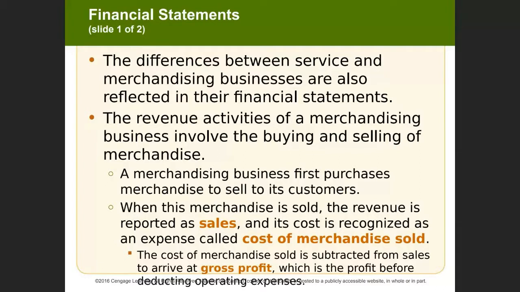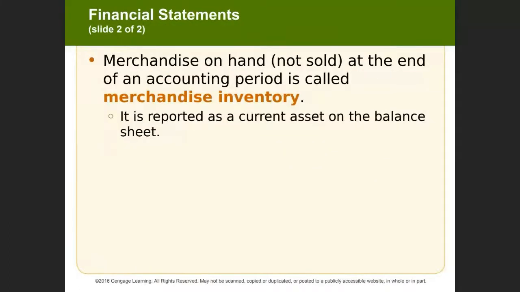The cost of merchandise sold is subtracted from sales to arrive at gross profit, which is the profit before deducting your operating expenses. Merchandise on hand, anything that has not yet been sold, at the end of an accounting period is called your merchandise inventory. It's reported as a current asset on the balance sheet.